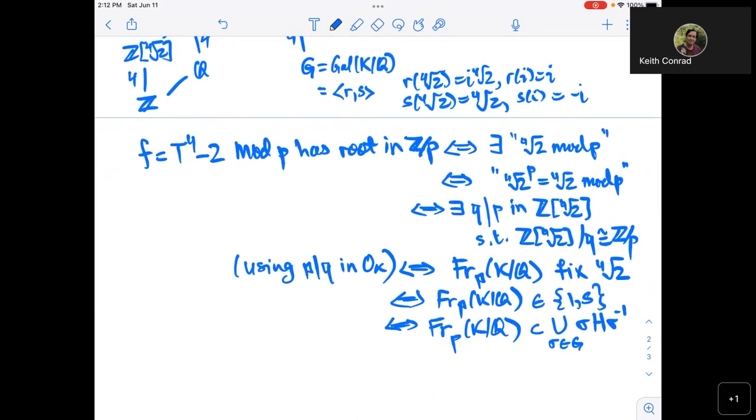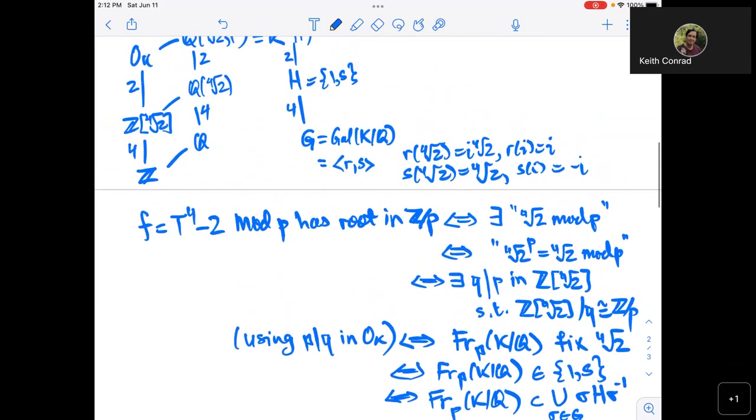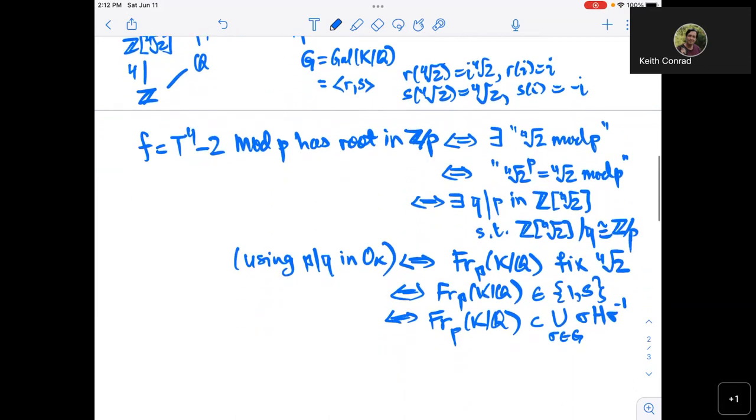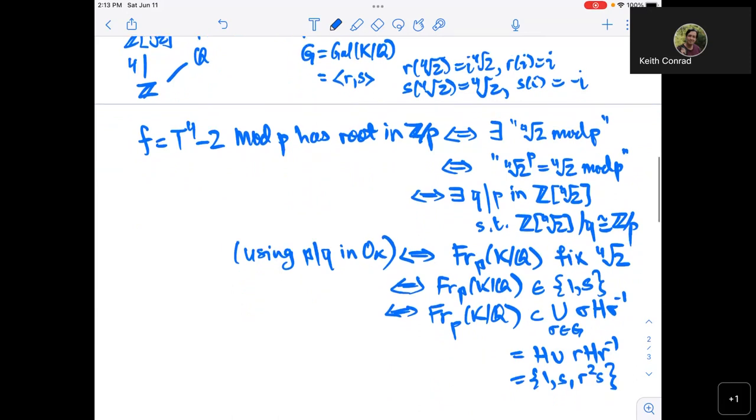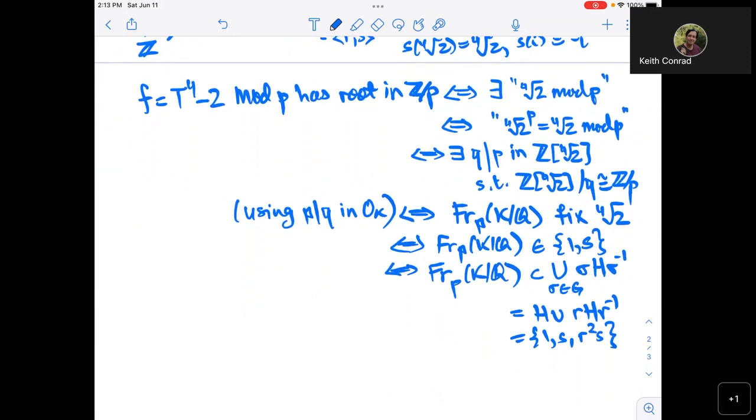Well, it turns out that the subgroup H up there at the top only has two conjugate subgroups, itself and R H R inverse. Every other conjugate subgroup is the same thing. So this is H together with R H R inverse. Anyway, it turns out to consist of 1, S, and R squared S. This is not a subgroup. A union of subgroups doesn't have to be a subgroup. And so there are three of these things.